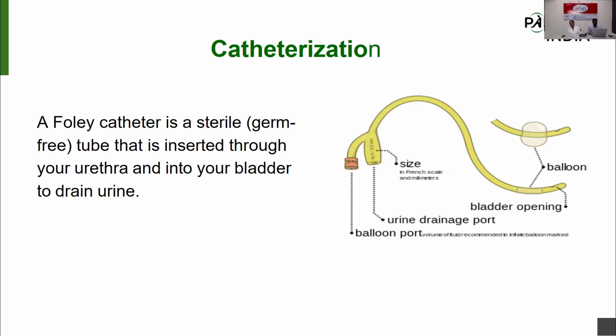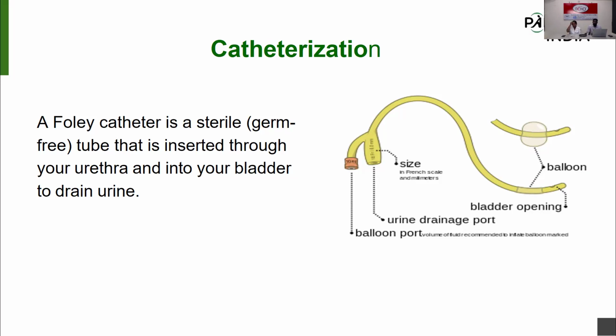Okay, so next we'll come to the procedures. So we know catheterization is a procedure. A Foley's catheter is a sterile tube that is inserted through the urethra into the bladder to drain the urine, right? It is a sterile tube made of latex, rubber or silicone. We insert it through the urethra into the bladder to drain the urine.